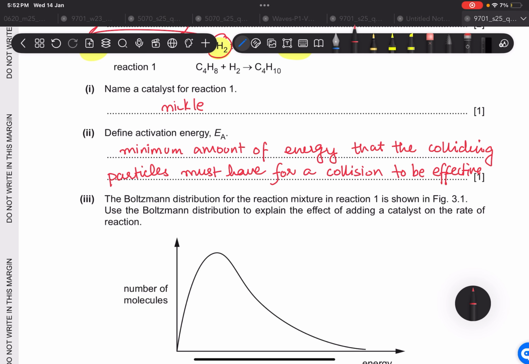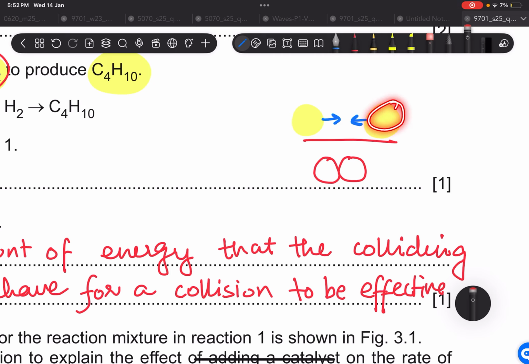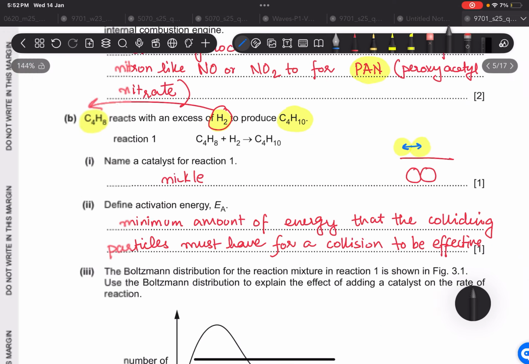There are effective collisions and there are ineffective collisions. Ineffective collisions are when two of your reactants collide together and your product is not formed. Effective collisions are when they collide together and your product molecule is formed. When they collide like this, no product is going to be formed because they collide with less energy. But when they collide with activation energy, that's a lot of energy, the product is going to be formed.